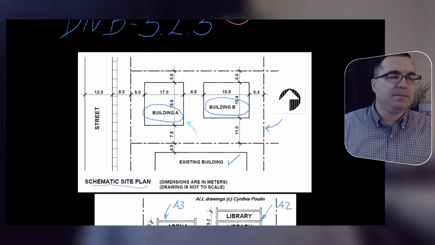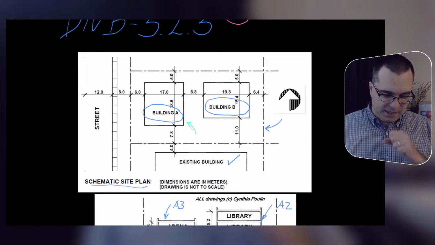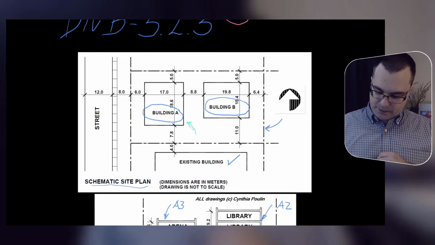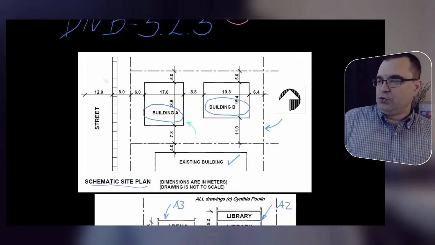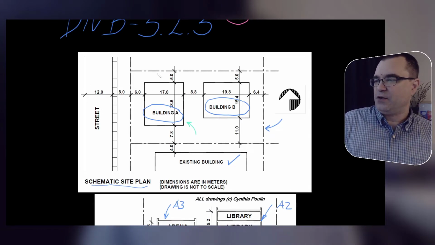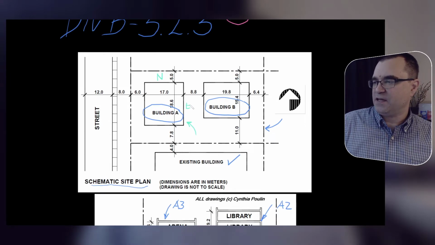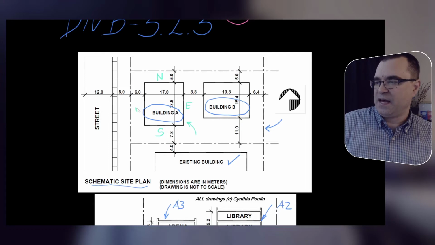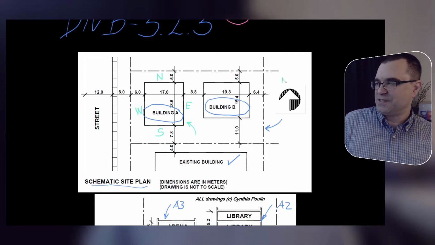Okay? Building B will be a separate video. I think if you want me to do it, I'll create it. But the way we're going to do it with building A is we have here a north face, we have here an east face, we have here a south face, and we have here a west face. Okay? Thanks to the north arrow that you see right here.